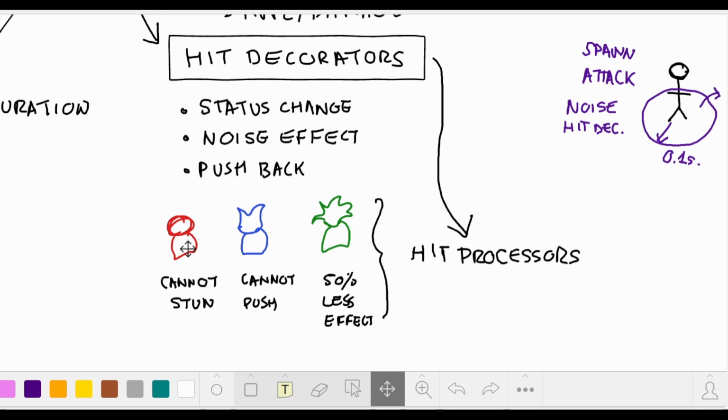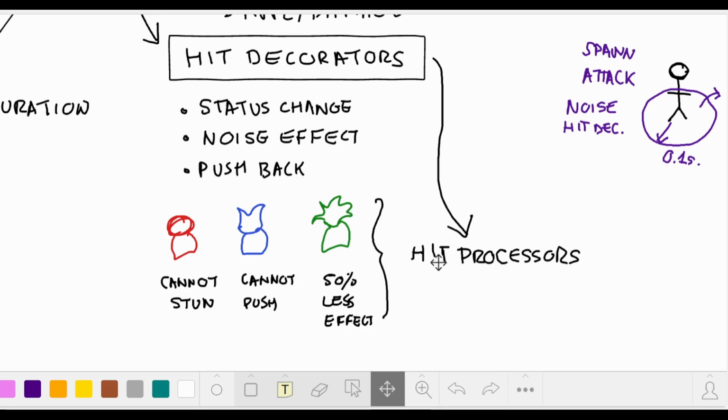So let's say that the one on the left should not be able to be stunned. The one in the middle should not be pushed back. And the third one, we just want it to be kind of special, have 50% less effect. Well, we can do all this with the hit decorators.